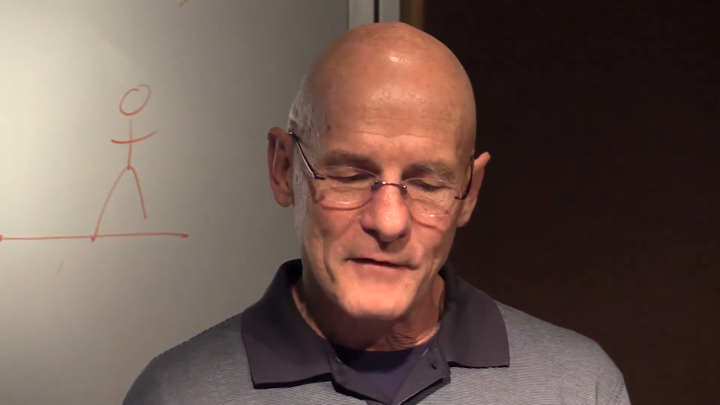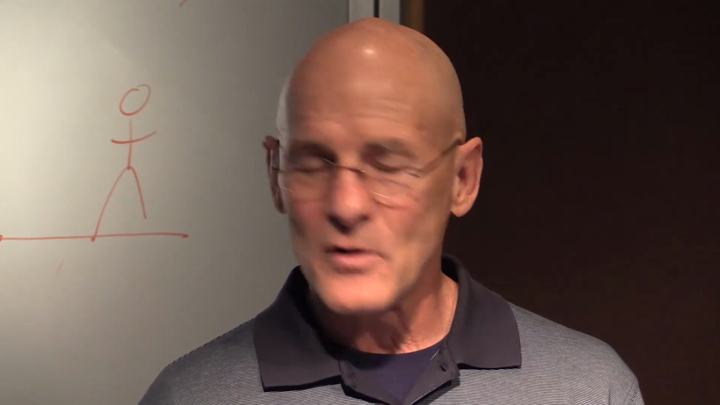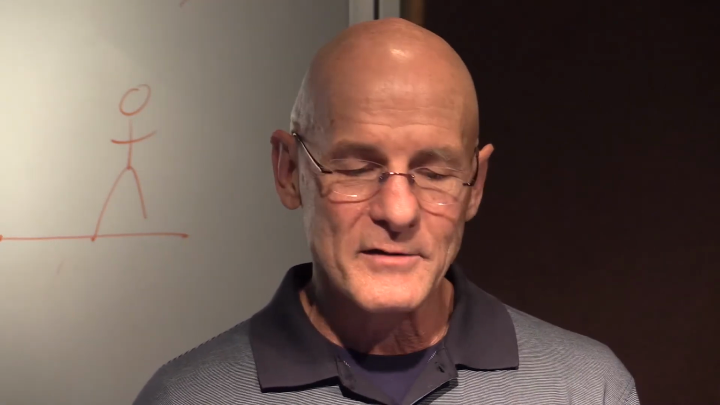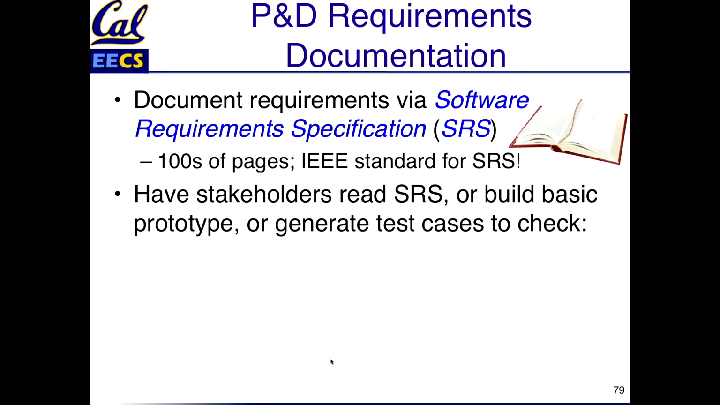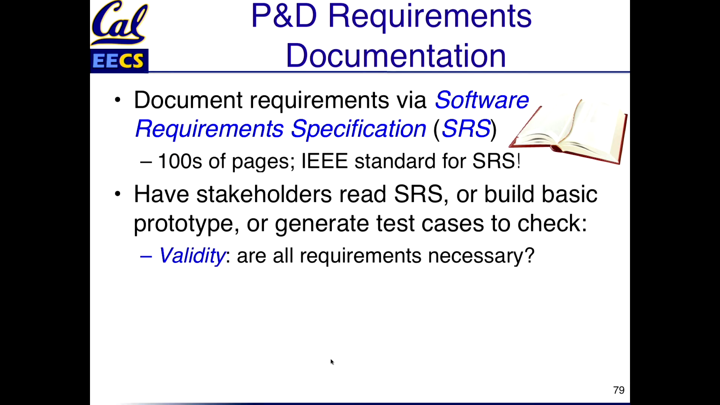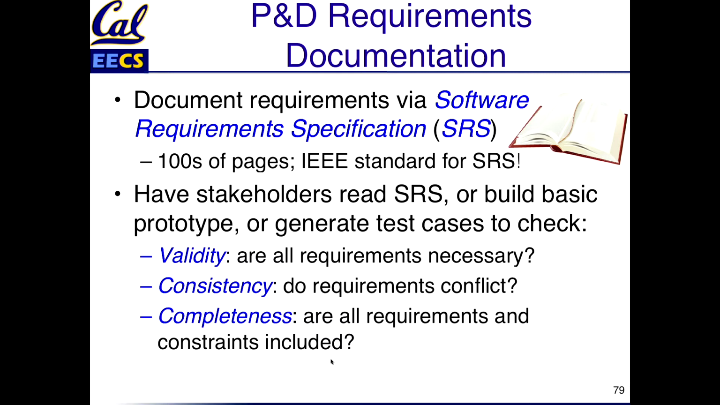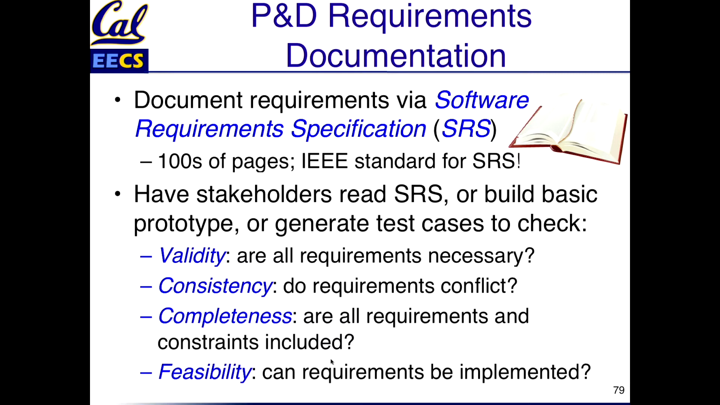And then, how do you figure out if the SRS is okay? I'll tell you the four things to look at. The way you do it is to get the customers to read these hundreds of pages and give you feedback, or you build a prototype that has some of the features to give you feedback, or you generate test cases to test the SRS. So what are you looking for here? Four things. Validity: are all the requirements necessary? Consistency: it's pretty bad if the requirements conflict. Sounds like it'll be hard to be successful. Completeness: is everything there, and all the constraints included? And finally, can it be implemented, right? So you're building this kind of book about the project before you build the project.